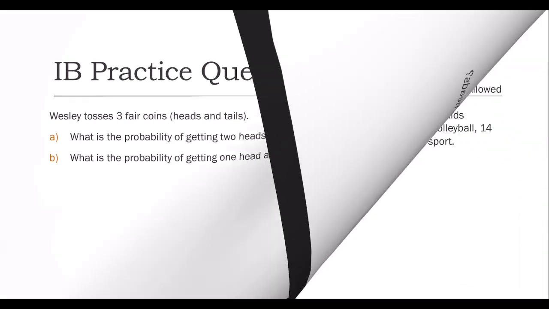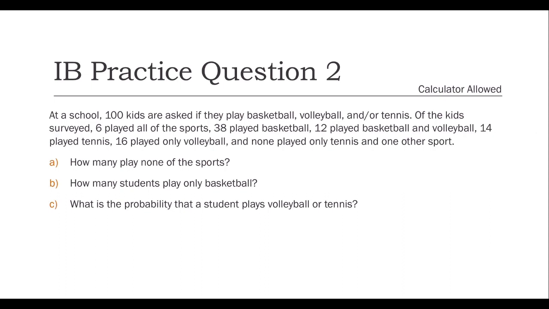So now we have our second IB practice question. It says at a school, 100 kids are asked if they play basketball, volleyball, and or tennis. Of the kids surveyed, 6 play all of the sports, 38 played basketball, 12 played basketball and volleyball, 14 played tennis, 16 played only volleyball, and none played only tennis and one other sport. So for this question, we have 3 different sports with some overlap. So we're going to draw a Venn diagram with 3 circles.